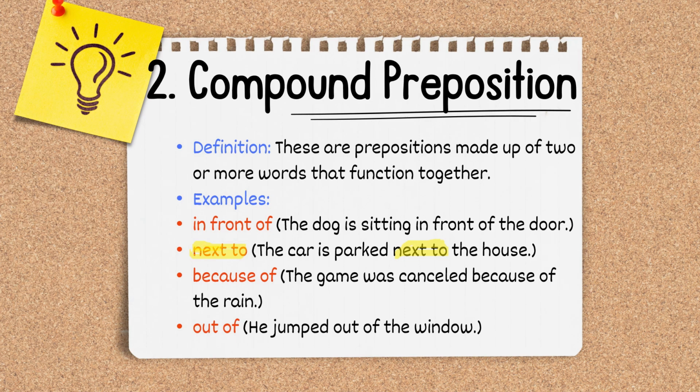Next one is "in front of". We can use this for a person or an animal. The dog is sitting in front of the door. Now I am getting a clearer vision of where the dog is sitting, in front of the door. Now "because of" is used like this: the game was cancelled because of the rain. Whenever we have to tell the reason behind anything, we use "because of". Then "out of": he jumped out of the window. Now we are getting a clear vision about this also. So this is the compound preposition.